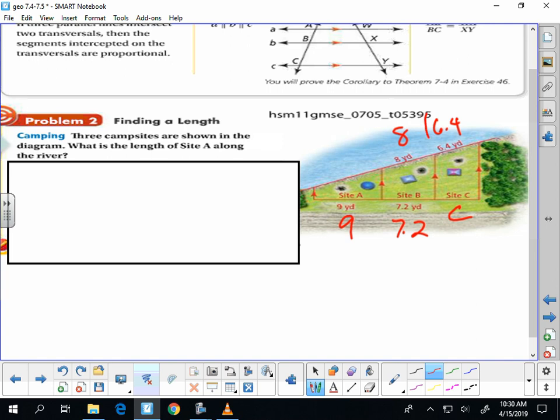Extend this one. And what am I going to write? What over what? 8 over 6.4 equals 7.2 over C. Could we have written C over 7.2 equals 6.4 over 8? Same thing. Cross multiply here, I get 8C equals, I don't know what that number is. What's 7.2 times 6.4?